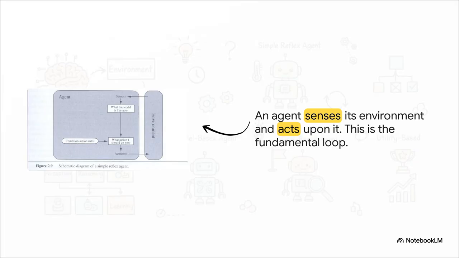And this diagram here shows that fundamental loop perfectly. You've got the agent, it perceives the environment through its sensors, it processes that information, and then it acts on the world using its actuators. Sense, think, act. That's it. That's the core cycle of literally any agent.